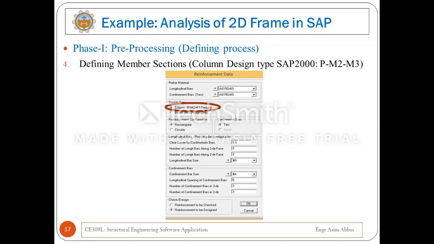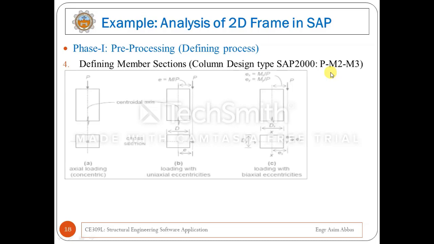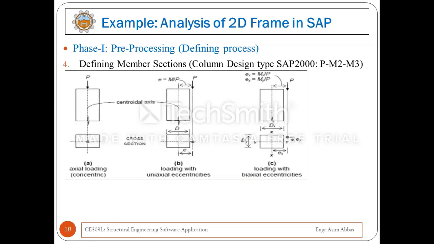In order to understand the different terminology given in this form, first of all I will explain different types of column with respect to load application and responses, and then I will discuss the design of column, right? In SAP 2000, column is designed for P, M2 and M3. Let's discuss what P, M2 and M3 are.